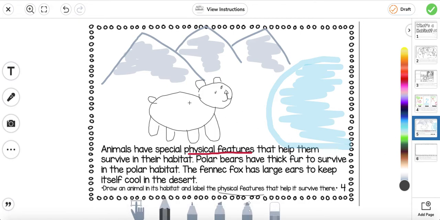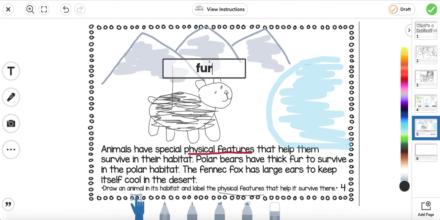Okay, so here is my polar bear, and we want to add some physical features that help it survive. So a polar bear has really, really thick fur. So I'm going to draw a bunch of fur. And so it has a lot of fur to keep it warm. So I'm going to draw a line and I'm going to write fur. So here's the polar bear's fur. And it will help it survive there.